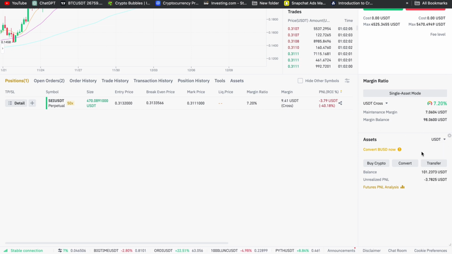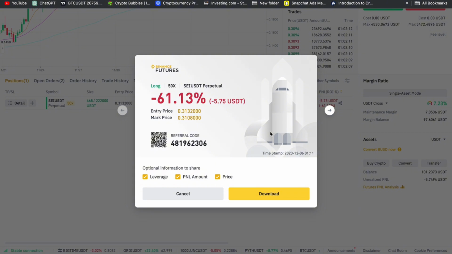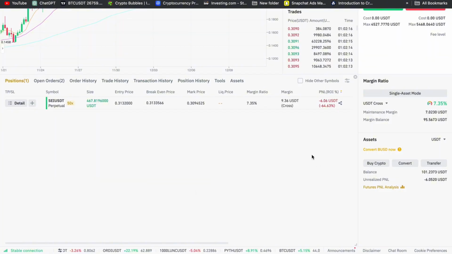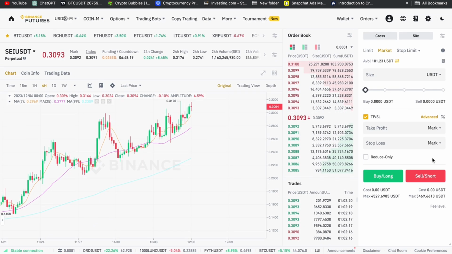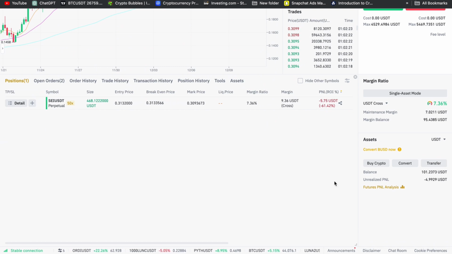So this is our current trade. You can give it about 2 to 3 hours. If you want to share your results to your friend, just click on the share button here. You can see I've lost over $5 from this trade. Usually when I enter a trade, I don't mind, I just leave it like that, because I know that if the trade doesn't go well, I'm going to lose this amount. If the trade goes well, this is the amount that I'm going to make.